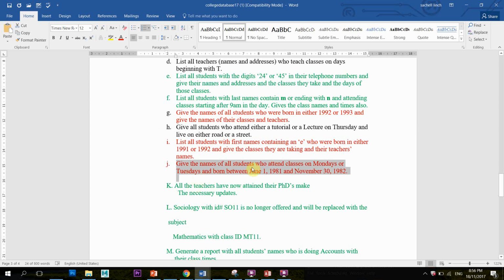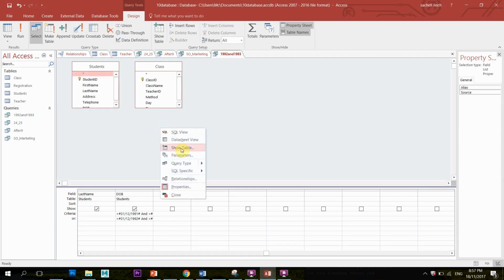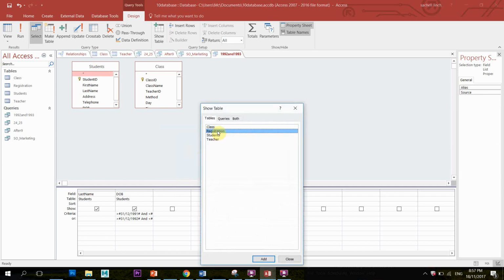It says give the names of all the students who attend classes on Monday or Tuesday. So that is the criteria. The class times day, I mean, must be Monday or Tuesday, and they need to be born between June 1st, 1981 and November 1982. So take a little time to think about it. So we know the two tables that we need are class, and we need the students with their date of birth. So class and students. Let's make that query. For here we actually should put in show table registration.